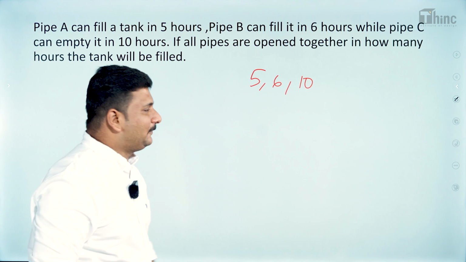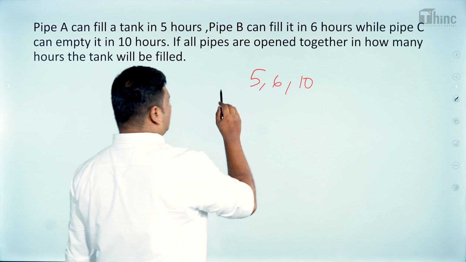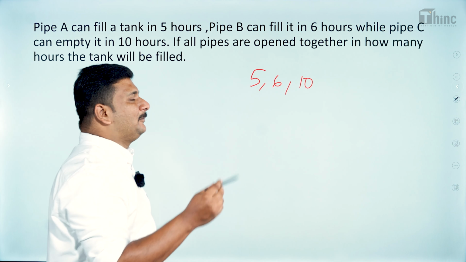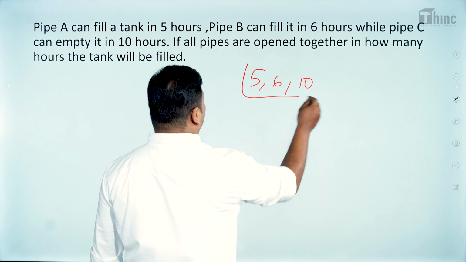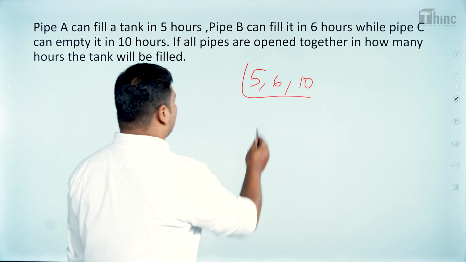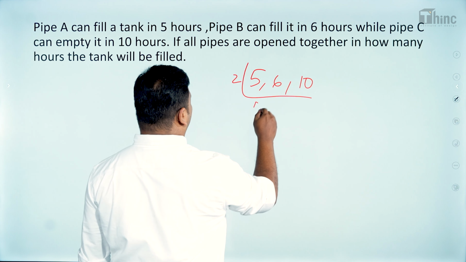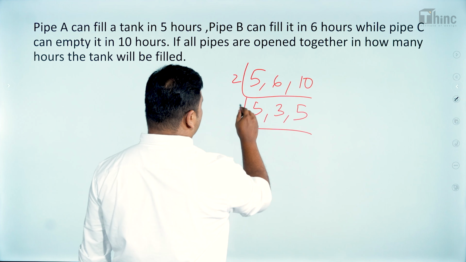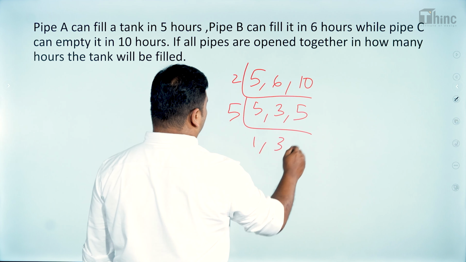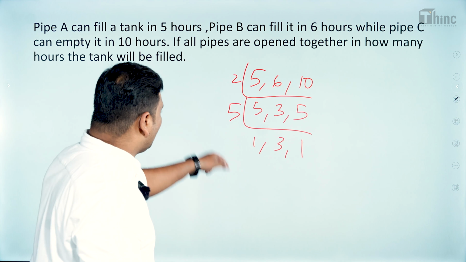Now what will we do? We'll go for a common multiple of all these numbers. We can think of multiples of 5, 6 and 10 and then go for a common multiple. Instead, you can take a number out. So we can take 2 out from these two, and we'll get 5, 3, 5. Then we can take 5 from these two, so we'll get 1, 3, 1. Now we can multiply all these numbers together.